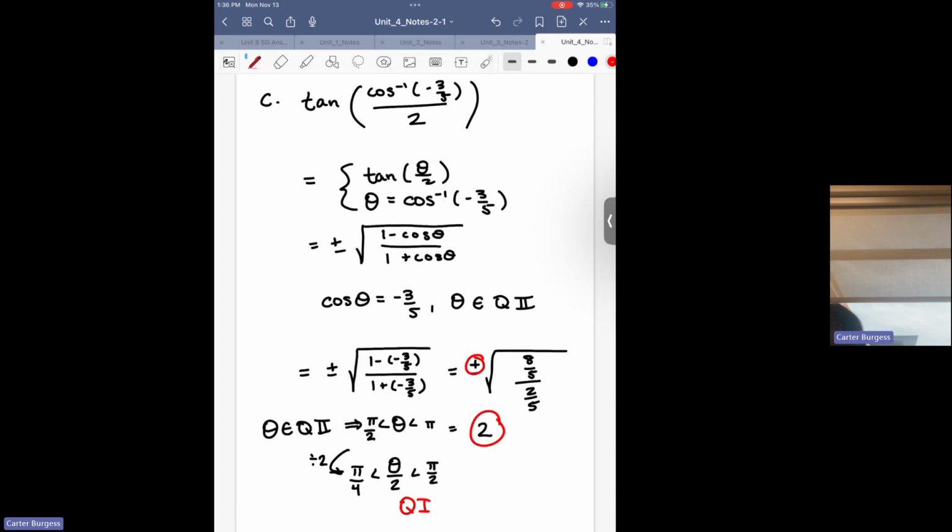What's the range of inverse cosine? Yeah, that's just the range of inverse cosine.